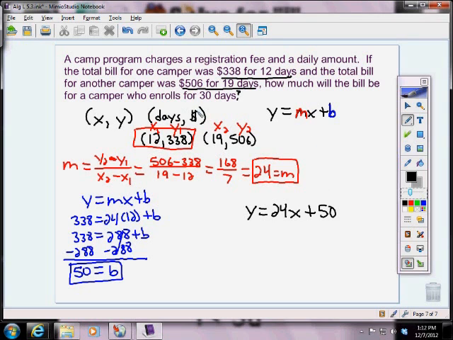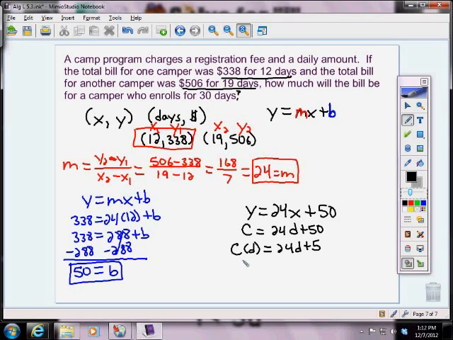Now, since we're talking about the number of days and the total cost, it would probably be better to write this as cost equals 24 times the number of days plus 50, or as a function, the cost at d, so the cost at the number of days equals 24d plus 50. But really, they're all meaning the same thing. It's just depending on the variables you use. So don't get caught up in this part.